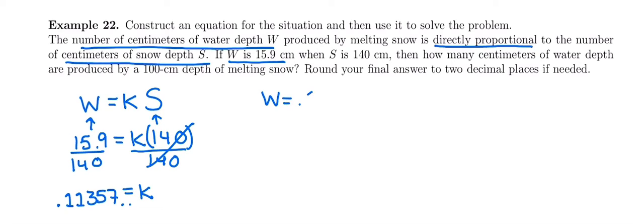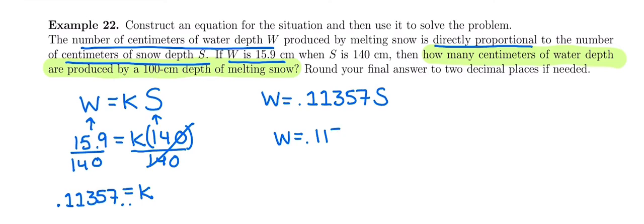So W, the amount of water left over, is going to be 0.11357 times the amount of snow that's fallen. And it says, how many centimeters of water depth are produced by 100 centimeter depth of melting snow? There's the question we're trying to answer. So we know that 100 centimeter depth of snow has melted. So we're going to take that and plug it in for S and figure out the amount of water left over. We're going to round to 2 decimal places.